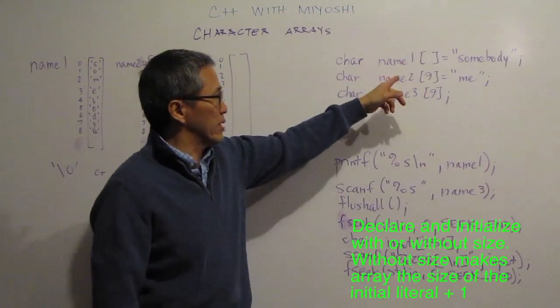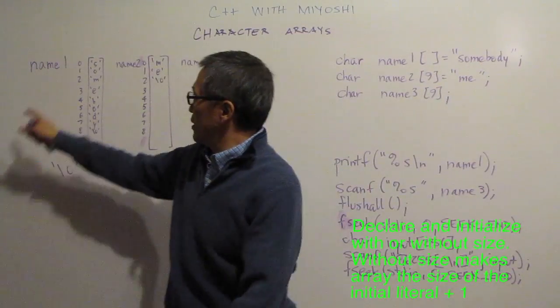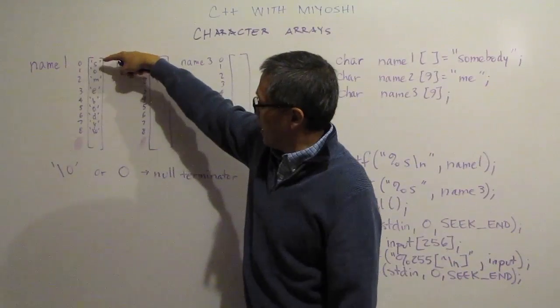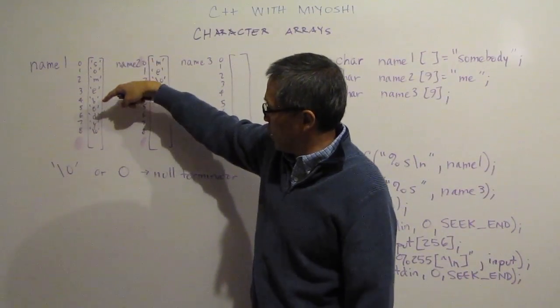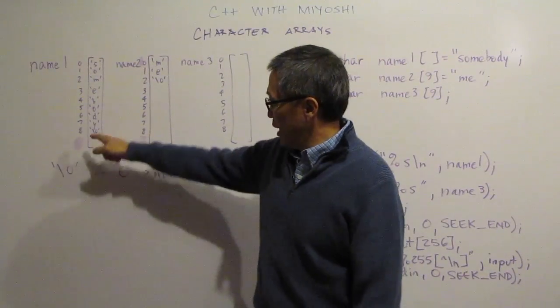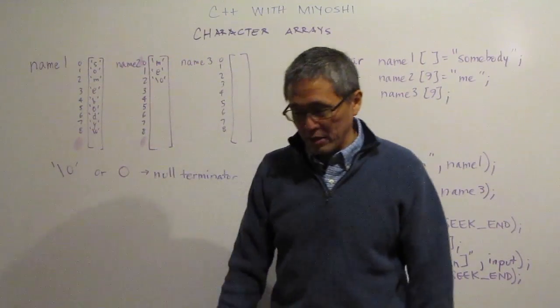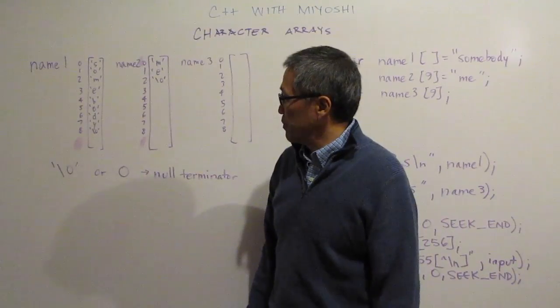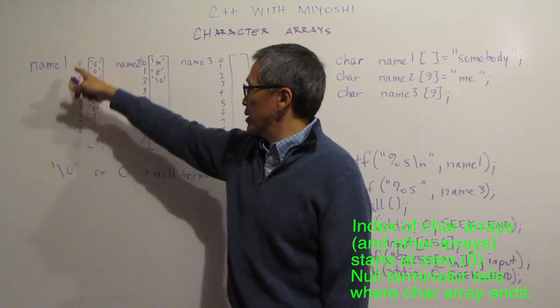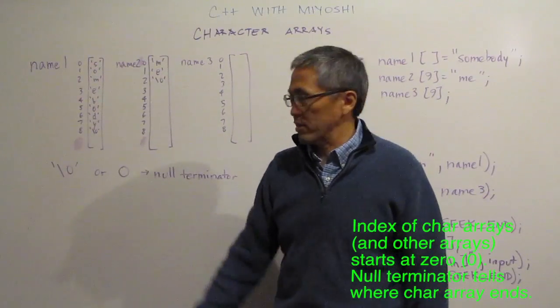Well, what happens is those somebody, they go in here in my name1 memory location, and as you can see they're just S-O-M-E, B-O-D, and Y. They're all in single quotes because they are characters. And then this last little guy here in slot number 8, notice they are numbered in sequence from 0 through 8. So 0 through 8 gives us 9 characters.